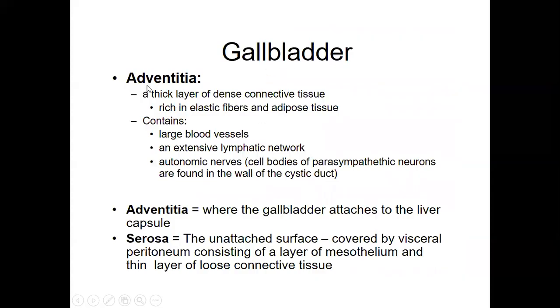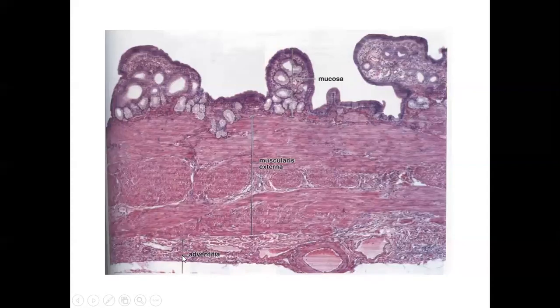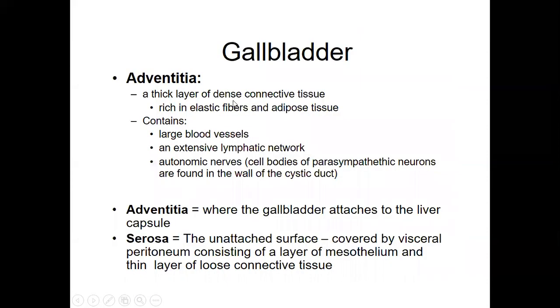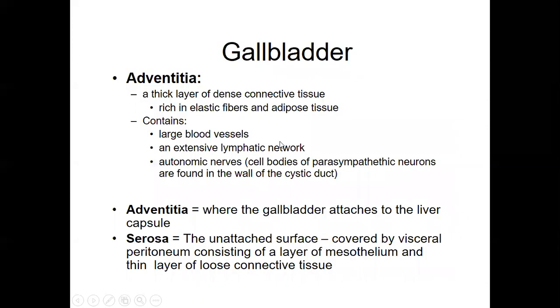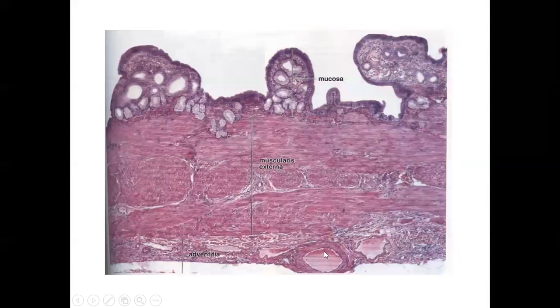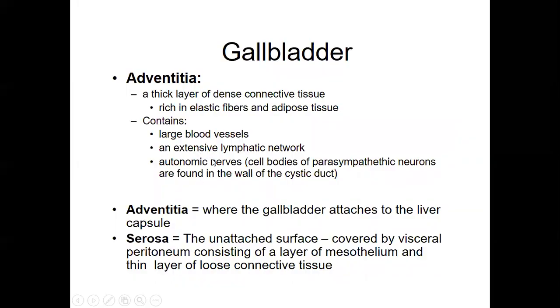And then for the adventitia, it is a thick layer of dense connective tissue. You can see here this is the adventitia. It is rich in elastic fiber and adipose tissue, and it contains large blood vessels. Sometimes you can see a large blood vessel here. It also has an extensive lymphatic network. The autonomic nerve cell bodies of the parasympathetic neurons are found in the wall of the cystic duct.